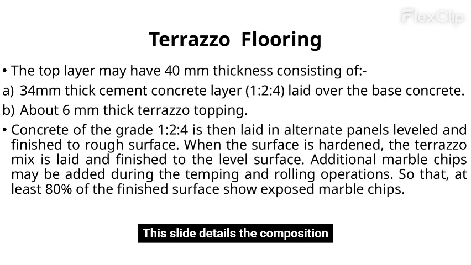This slide details the composition of terrazzo flooring. The top layer may consist of a 34 mm cement concrete layer and a 6 mm terrazzo topping. Concrete is laid in alternate panels and finished to a rough surface.